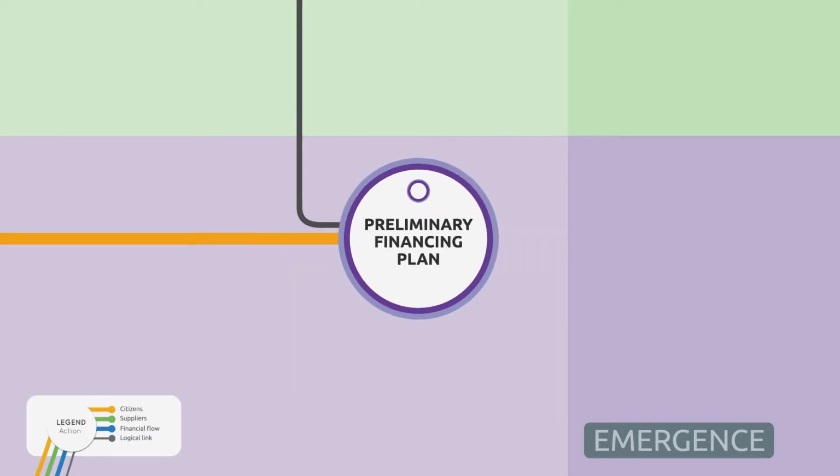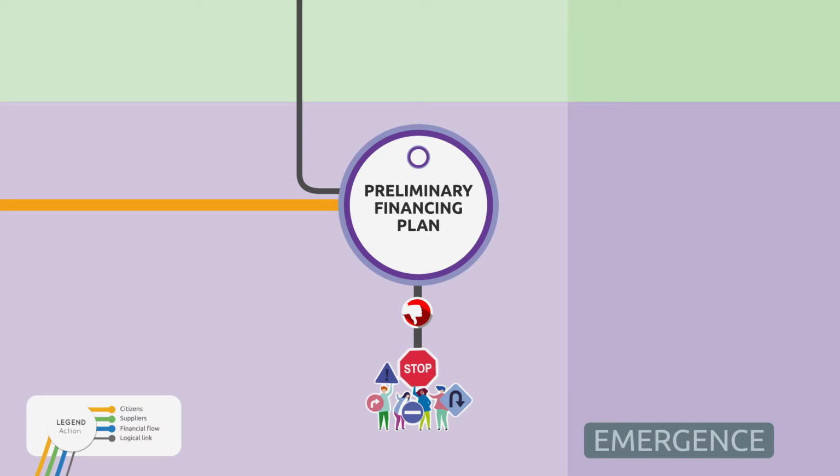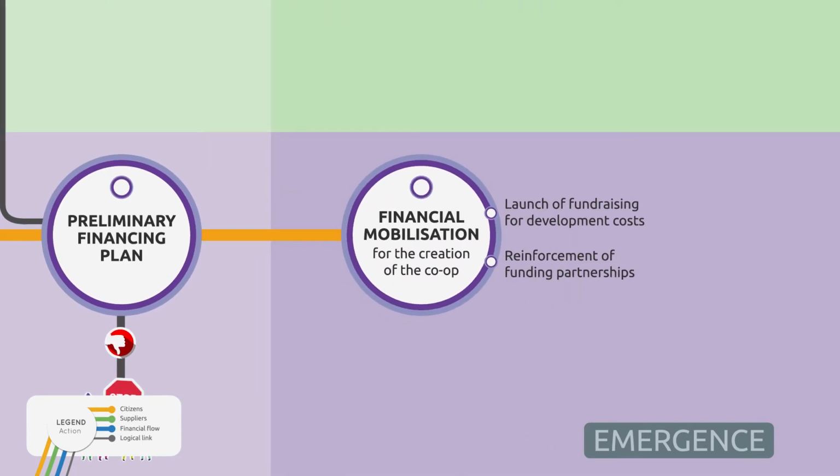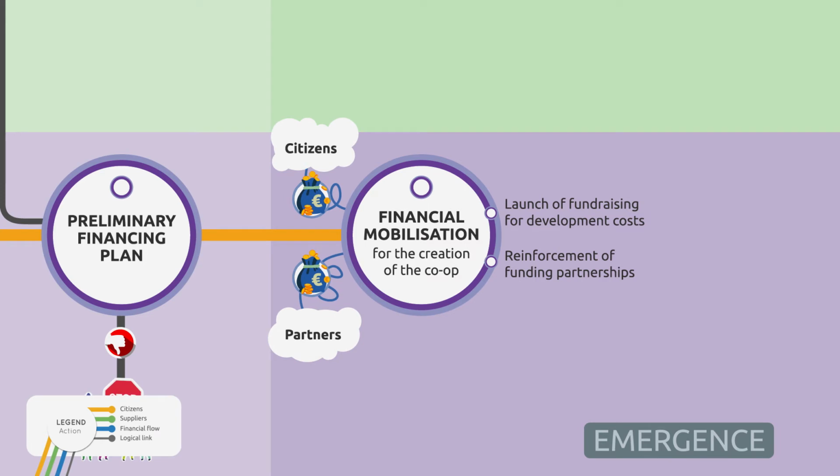The group will have to create a preliminary financial plan on how the project will handle the expense budget. It highlights issues that require action well in advance, improves the predictability of financial management, and makes tax planning easier. The financial plan will lead you into the development phase and will approximately take 1.5 to 2 years. The citizens and the partners that are involved in the financial mobilization help fundraise development costs and reinforce funding partnerships.